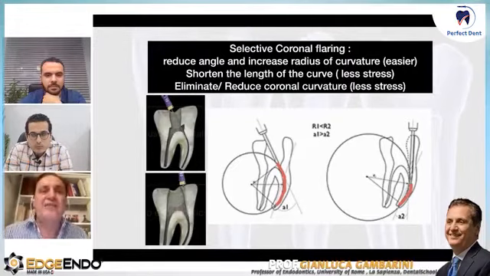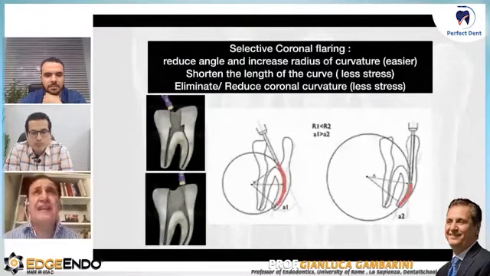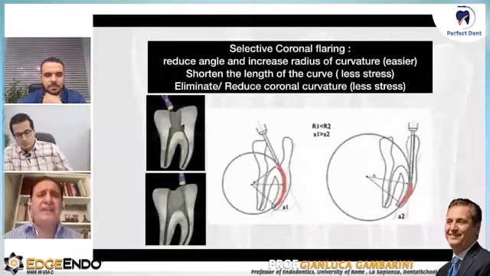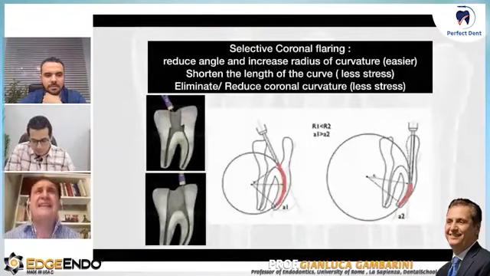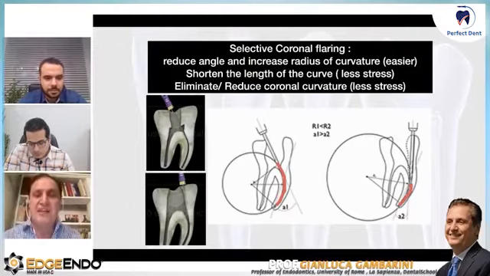It's coronal flaring because when you do coronal flaring, practically speaking, in terms of biomechanics, you change the angle and increase the radius of the curvature, so you make it easier. You shorten the length of the curvature, so you create less stress. You eliminate and reduce the coronal curvature. Once again, less stress. So you make life easier for you and for your instrument, and you make way fewer iatrogenic errors. But you have to understand the principle here.